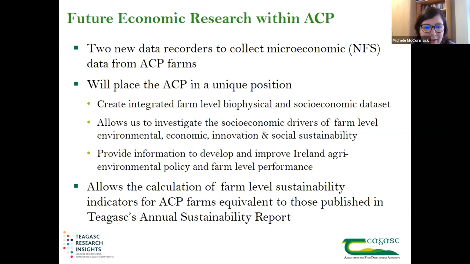So when we have this additional data, it'll place the ACP in a very unique position, so we can create an integrated farm-level biophysical and socioeconomic data set. It'll allow us to investigate socioeconomic drivers of farm-level environmental, economic, innovation and social sustainability. And it'll provide information to develop and improve Ireland's agri-environmental policy and farm-level performance. And it will allow the calculation of farm-level sustainability indicators for ACP farms, equivalent to those that are already published in the Teagasc annual sustainability report.